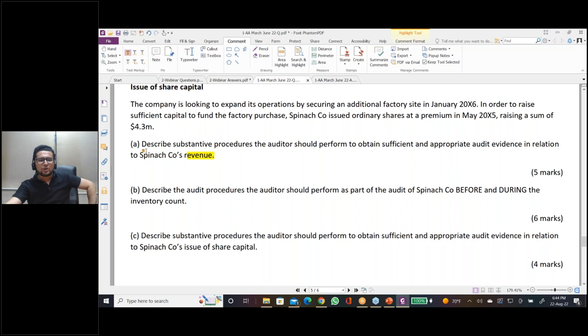So let's talk about part A. Describe the substantive procedures the auditor should perform to obtain sufficient appropriate audit evidence in relation to the company's revenue. 5 marks, so we need 5 procedures.